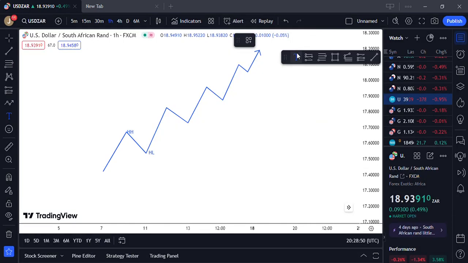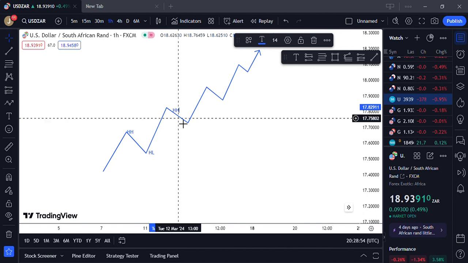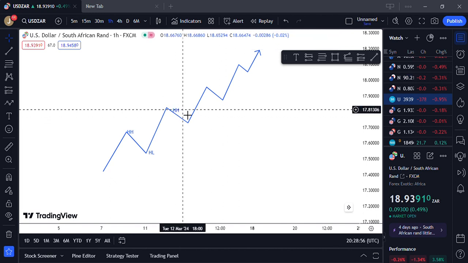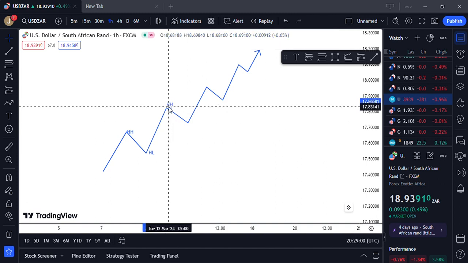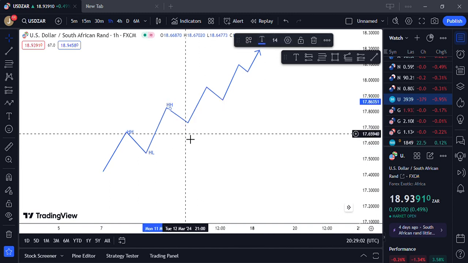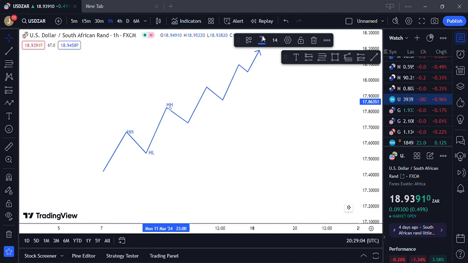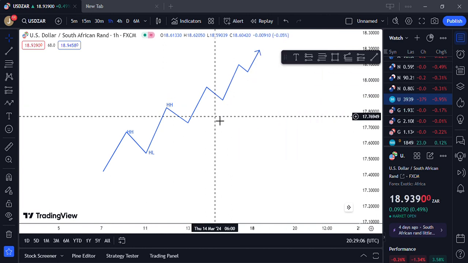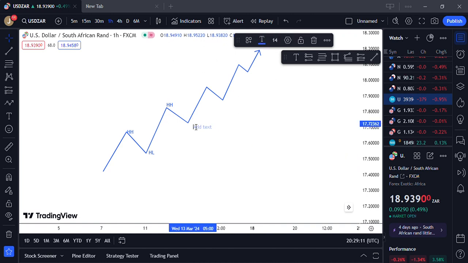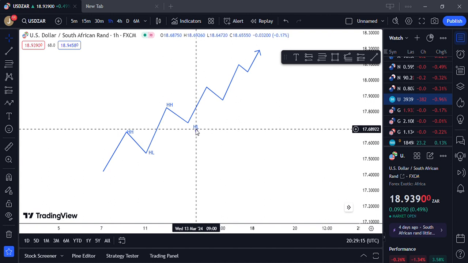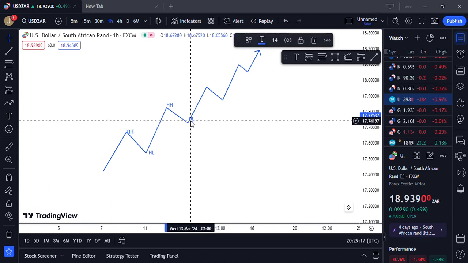Hold on, I made a mistake. A higher high. Okay, let me just move it. A higher high. Then obviously you know what this is. Simple. A higher low. So that is basically an uptrend.